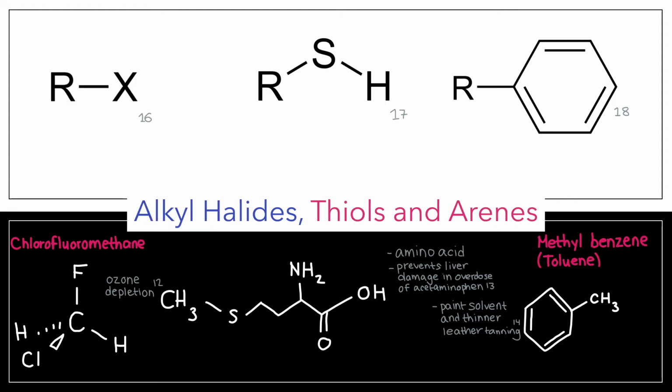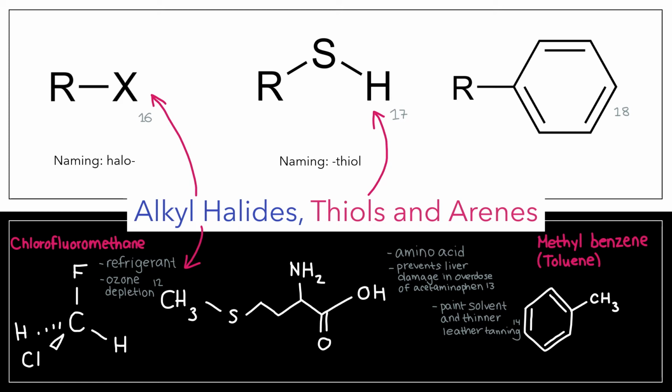So this is going to be the last set of functional groups. First up, we have the alkyl halides, then thiols and arenes. So alkyl halides begin with halo. So this is actually an exception here, looking at chlorofluoromethane. It was commonly used in refrigerants in the past, but it is since known to cause ozone depletion, so it is not used anymore. Then we have thiols, which contain sulfur, and their naming has the suffix thiol.